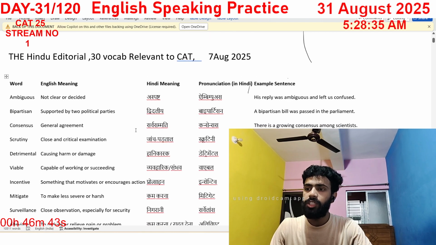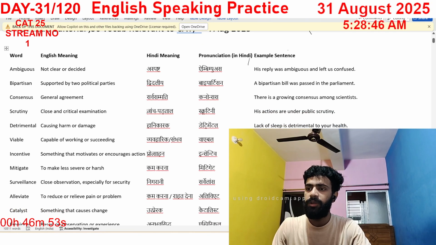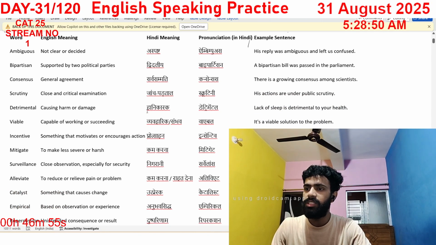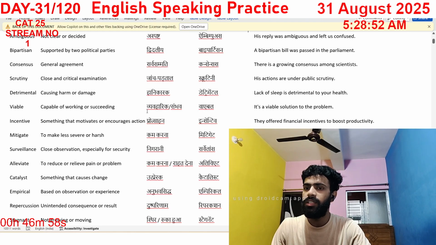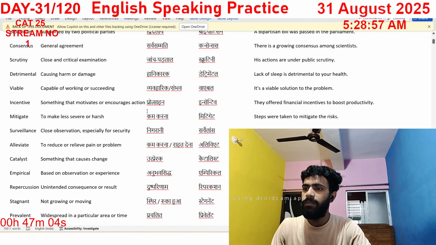Ambiguous means not clear or decided, अस्पष्ट. Bipartisan means supported by two parties, द्विदलीय. Consensus means general agreement, सर्वसम्मति. Scrutiny means close or critical examination. Detrimental means causing harm or damage. Viable means possible, capable of working or succeeding.